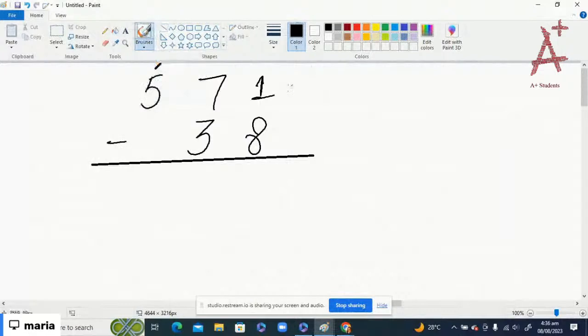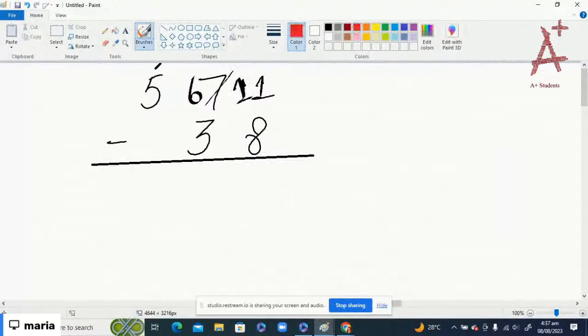Okay, now you guys tell me. 1 out of 8 is possible? No. So what do we do for that? We borrow from 7. Your 7 becomes 6 and your 1 becomes 11. Okay? So 7 becomes 6 and 1 becomes 11.